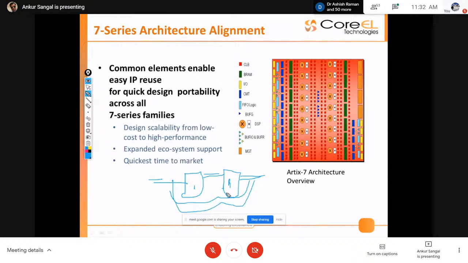So if you want to create these different paths, with the help of BUFIO and BUFR, you can create these paths or these connections in the middle of your CLBs. Okay, so is it clear? If you have any doubts, you can ask me.